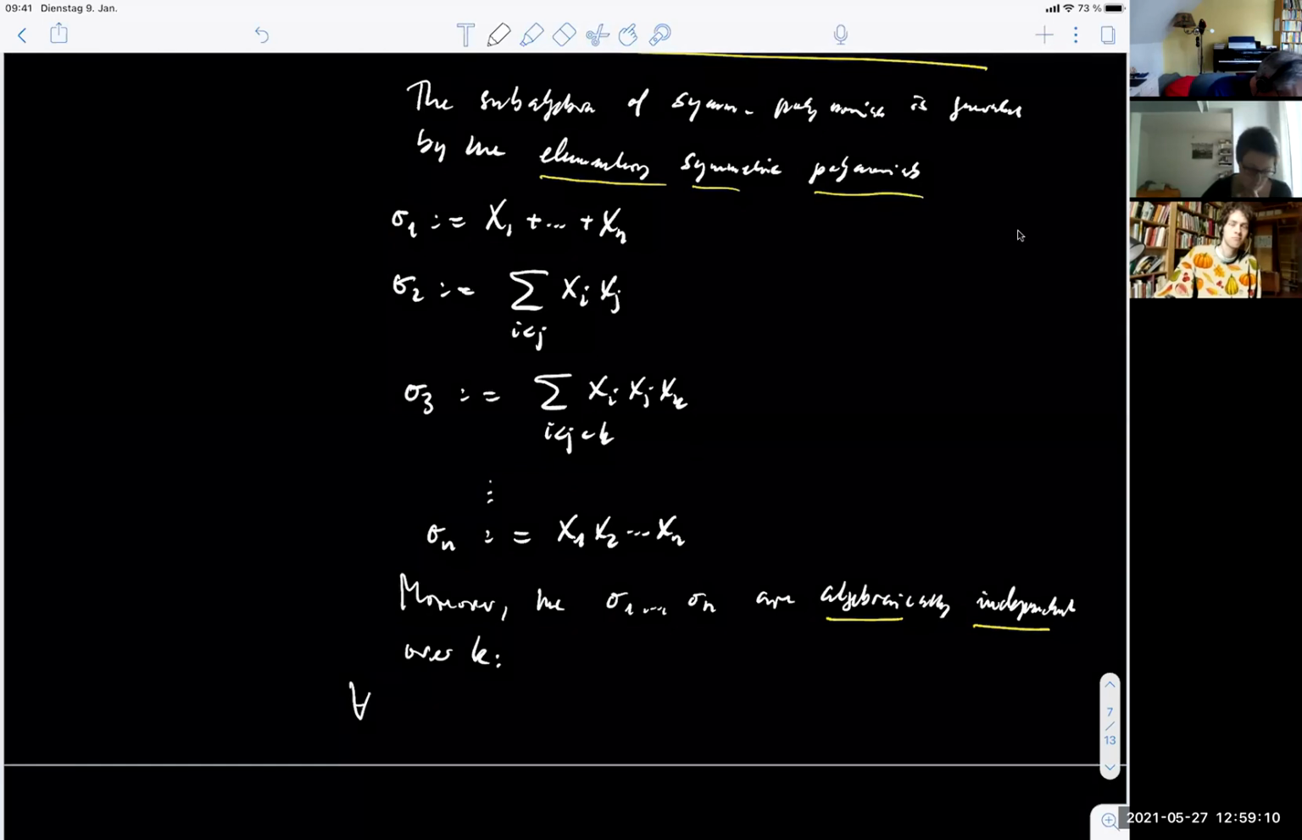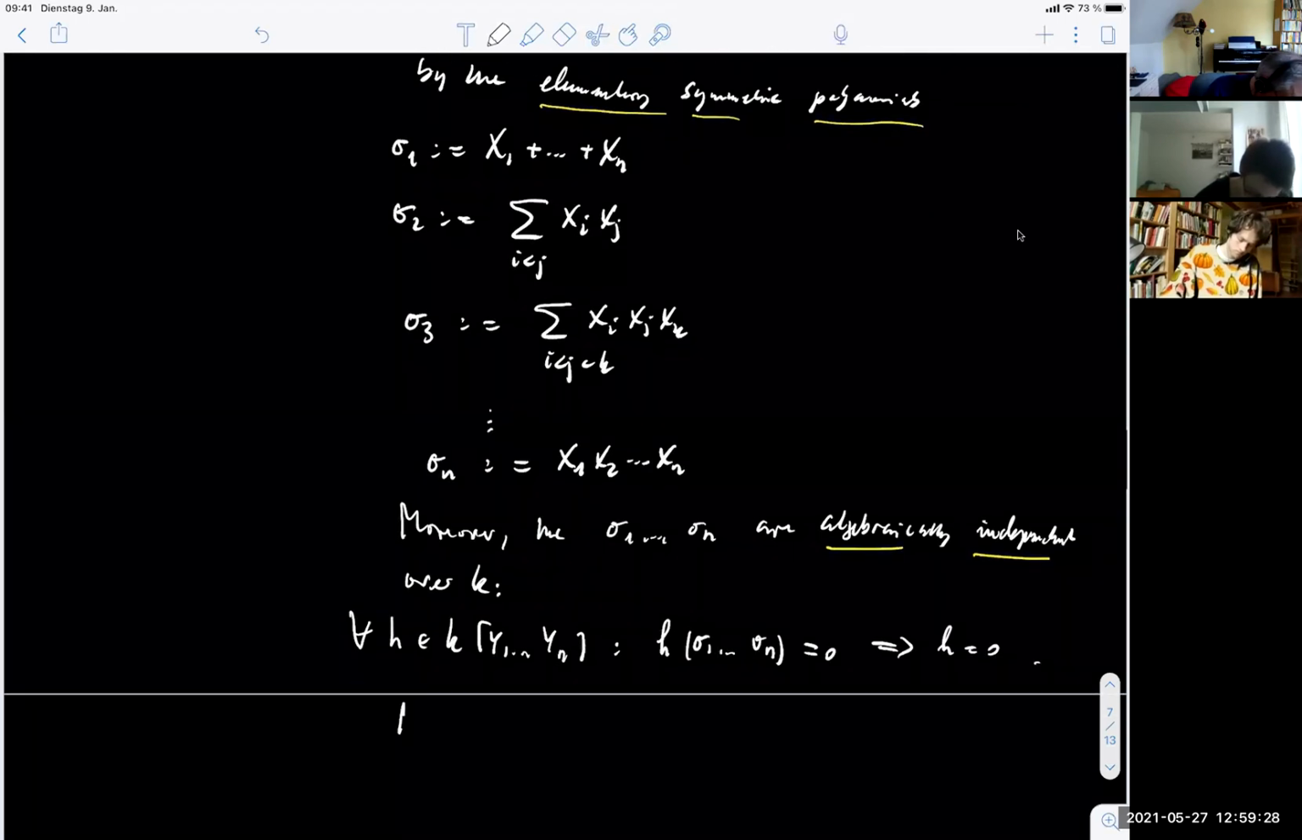It means for all h in the y variables, if I substitute here and get 0, then h must be the 0 polynomial. Okay, so this means the ideal of polynomial relations is 0.